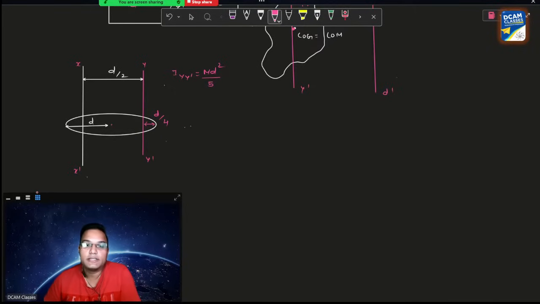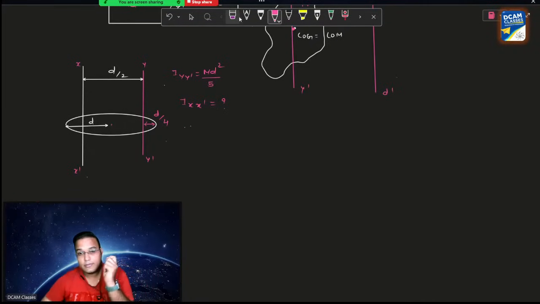The question is, there is a disk, the radius of the disk is d. Now the moment of inertia about an axis, I y dash, is given to us as md square by 5. This axis is at a distance of d by 4 from one end. Now we want the moment of inertia about I x x dash. Using the parallel axis theorem, try to calculate it.